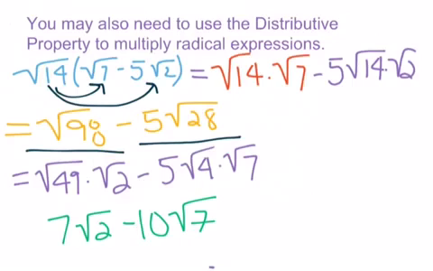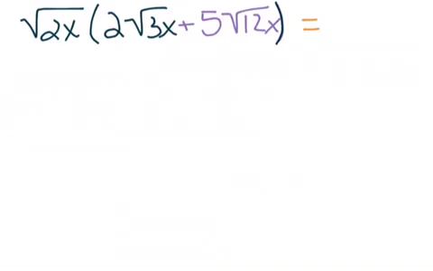Okay, so 49 times 2, that's going to give us 7 square root of 2. And then the negative 5 square root of 28 is going to give us 4 times 7. Square root of 4 is going to be 2. Pull that out. Negative 5 times a positive 2 is going to give us negative 10 square root 7. That is the most simplified that expression can get. Okay? Alrighty, same thing here.